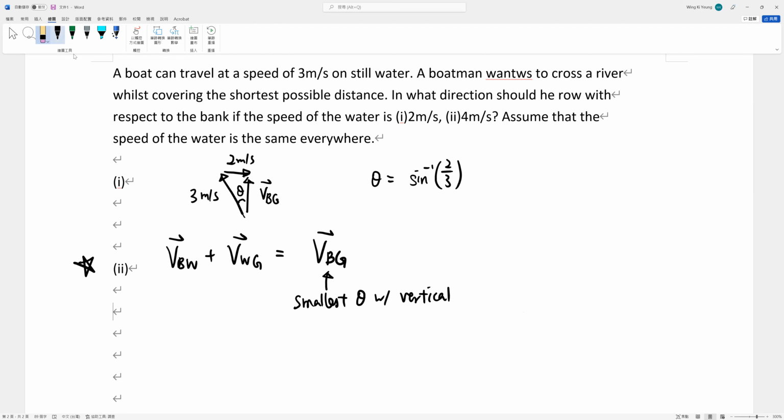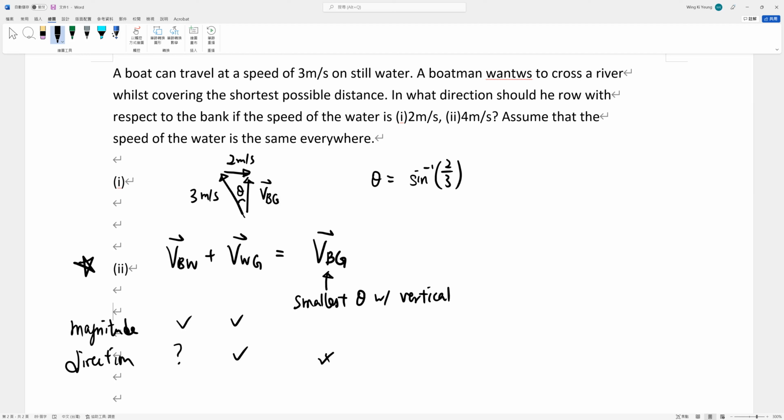So then the problem is, how can we find this angle? If you're talking about the magnitude, both of them are known. If we're talking about the direction, we know this direction, and we want to find this direction. Somehow we also know this direction because we want it to be smallest. So we would like to draw a diagram. I will draw the VWG first.